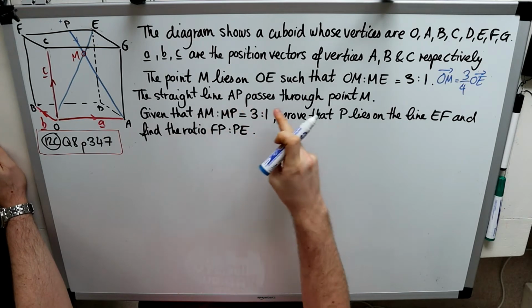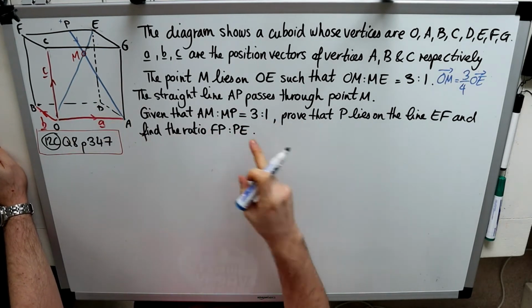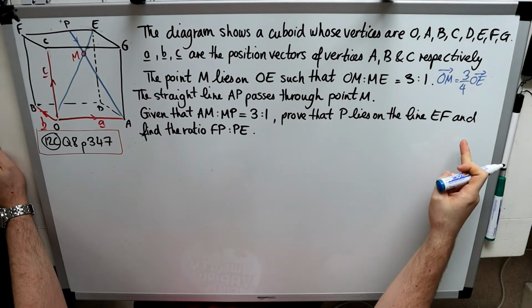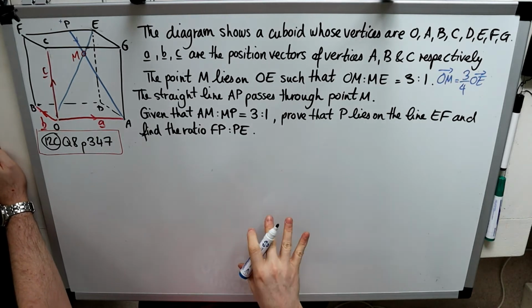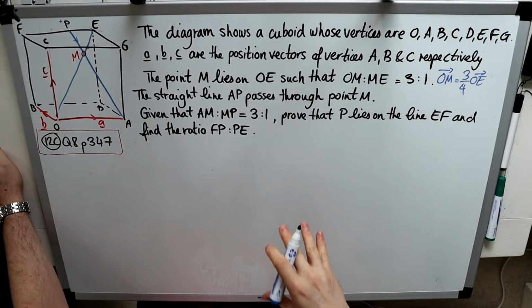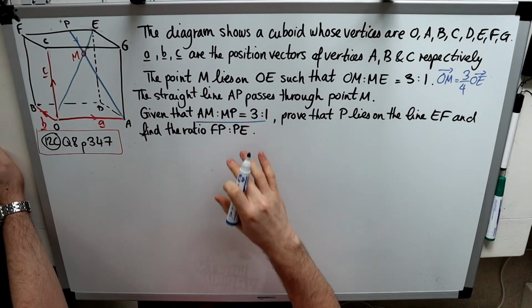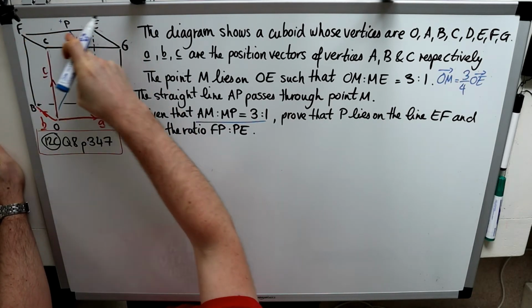The straight line AP passes through point M, and given that AM to MP is 3 to 1, again, we can just write it like that. Prove that P lies on the line EF and find the ratio FP to PE. Now what is different about this question is that instead of actually trying to find a ratio, they actually give it to you to start with, and they're saying, given that this is the ratio, show that if this is the case, then P has to be on this line.